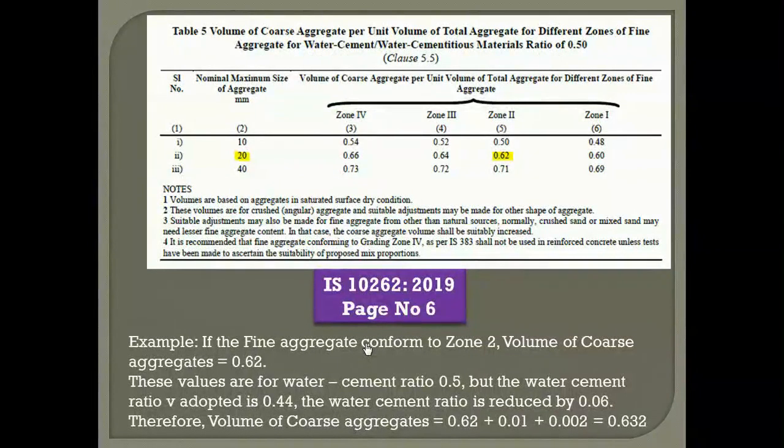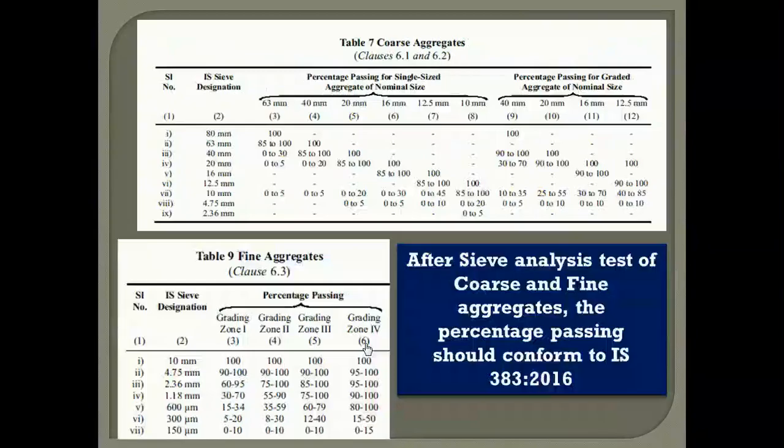Zone 4, zone 3, zone 2, zone 1 are all obtained from the IS 383 code book. Don't get confused, it is very easy. IS 383 2016 gives table 7 for coarse aggregate and table 9 for fine aggregate. Whatever we do in the sieve analysis test, we find the retained, then the cumulative retained percentage, and in the last column the percentage passing. This percentage passing should conform to the IS 383 code book.